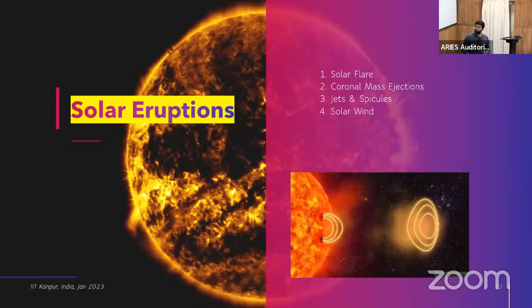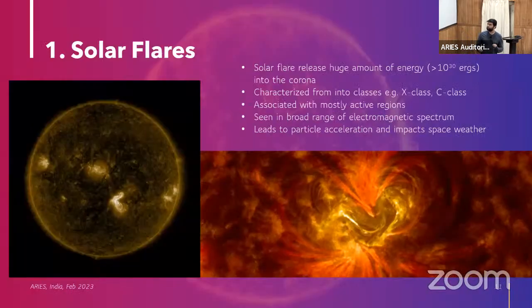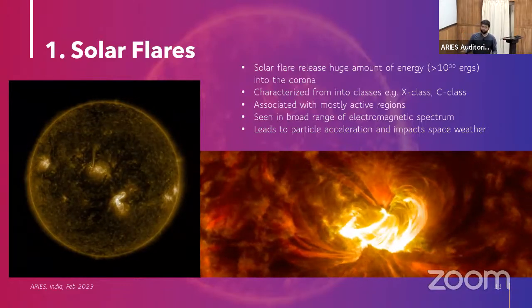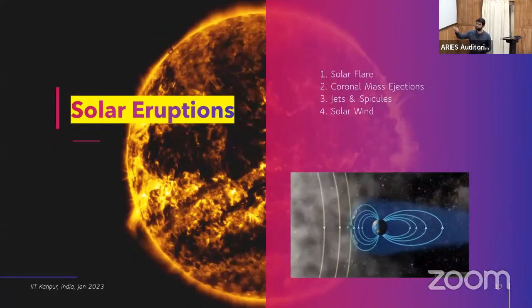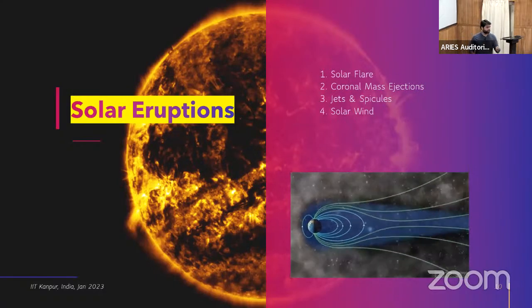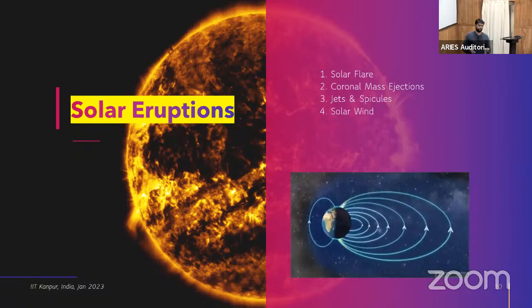Yeah, so I'll briefly talk about solar eruptions. Many of you are familiar with this. So, as we know, there are four types of eruption, which I compiled here: solar flares, coronal mass ejections, jets and spicules, and solar wind.